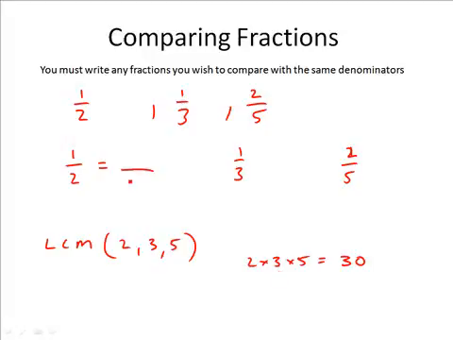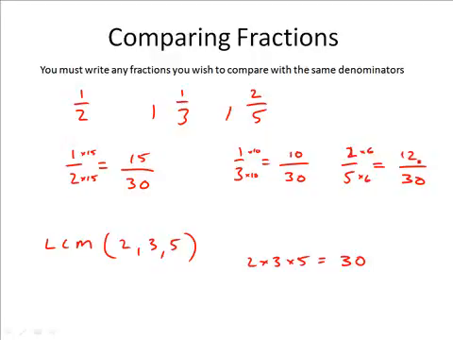So we need to make a half into 30ths, a third into 30ths, and 2/5 into 30ths. To get from 2 to 30, I have to multiply the denominator by 15, which is what I need to do at the top, so it's 15/30ths. To get from 3 to 30, I multiply by 10, multiply the top by 10, so that's 10/30ths. To get from 5 to 30, I multiply by 6, so that's 12/30ths.